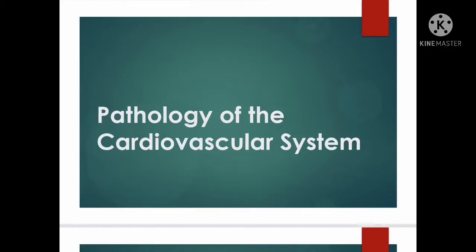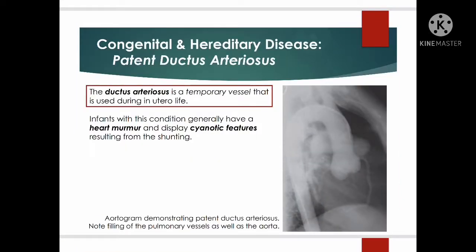So now let us proceed with the pathologies of the cardiovascular system. First is the congenital and hereditary disease. Fetal circulation and blood gas exchange occur within the placenta. There are certain characteristics present in the fetal circulatory system that should normally disappear at birth. First is the foramen ovale. It is the opening in the septum between the atria that allows the blood to bypass the pulmonary circulatory system. Second is the ductus arteriosus, which connects the pulmonary artery and descending aorta.